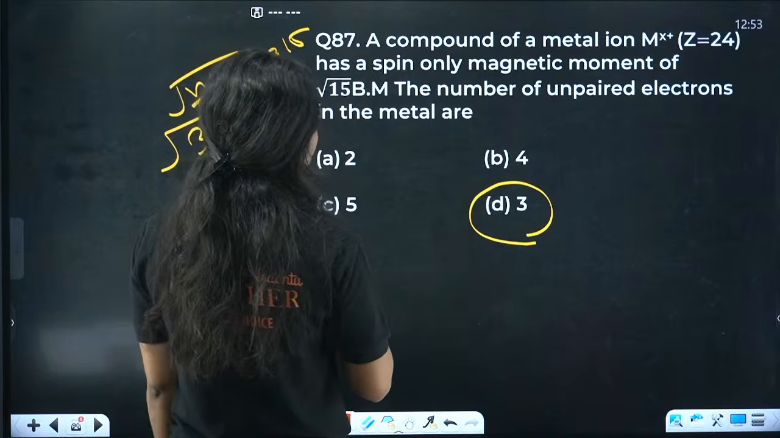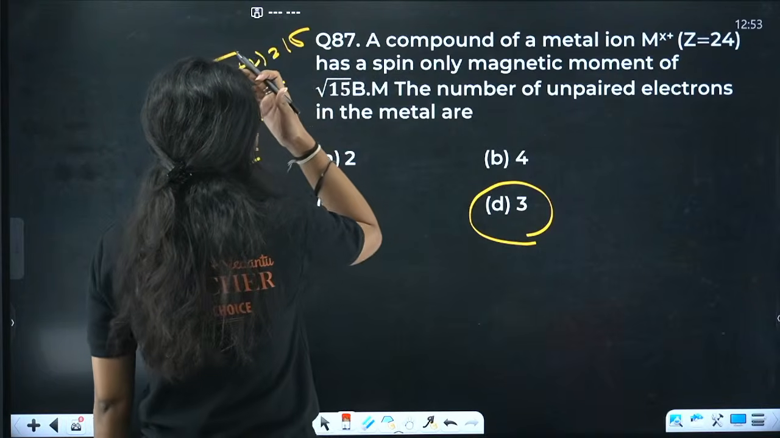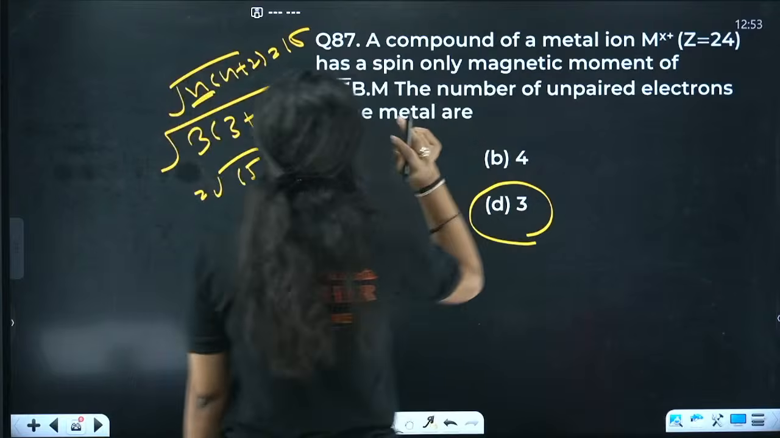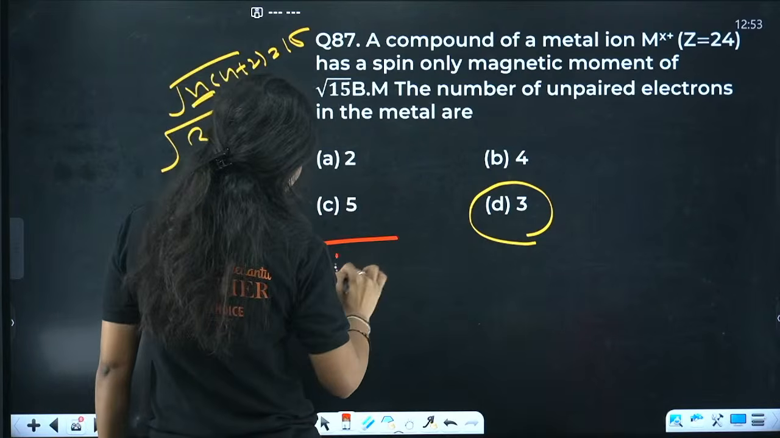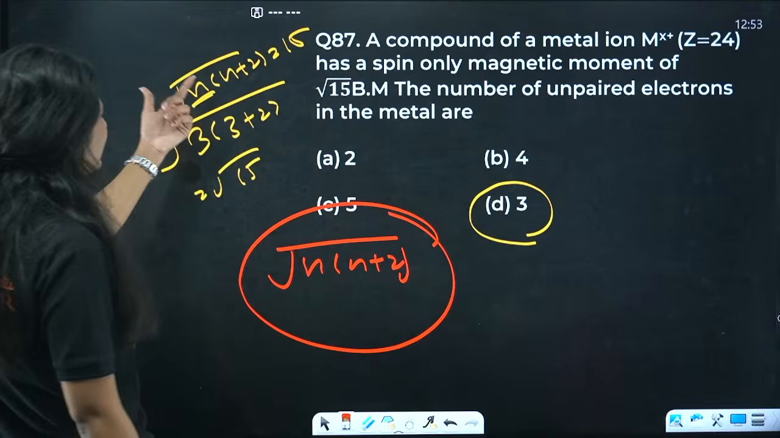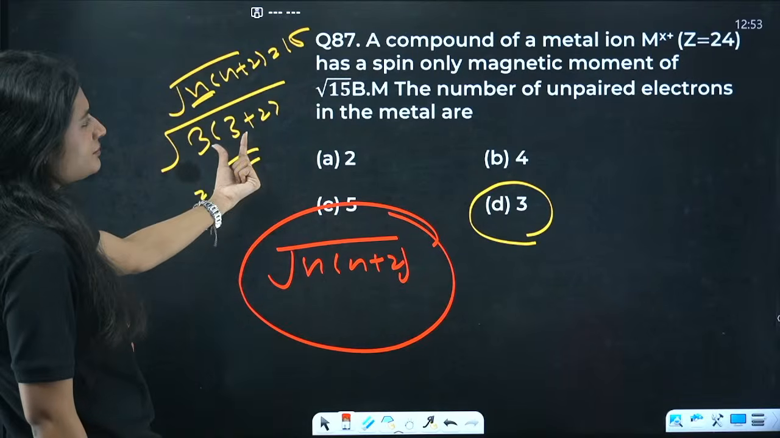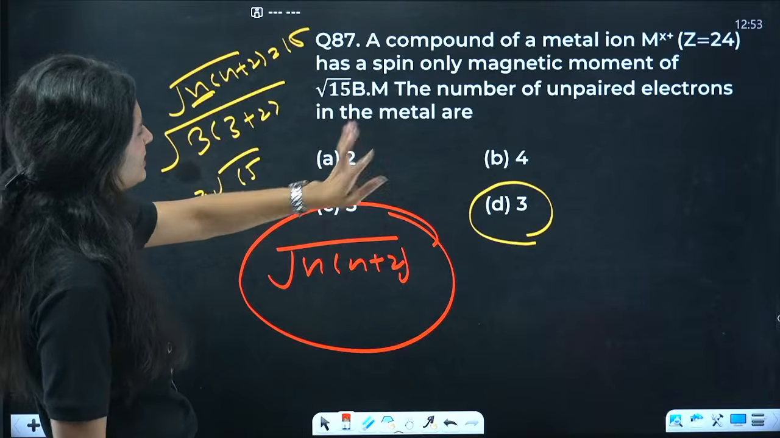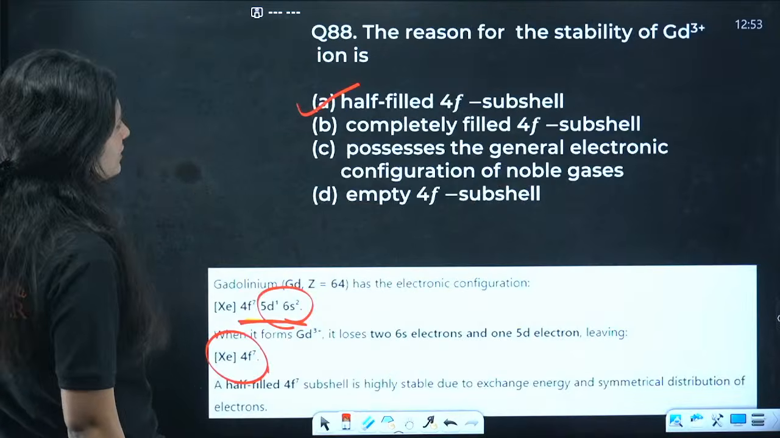Next question. How do you calculate the number of unpaired electrons? The magnetic moment is equal to the square root of n into n plus 2. So we just calculated the number of unpaired electrons, that is 3. 3 unpaired electrons is the answer.